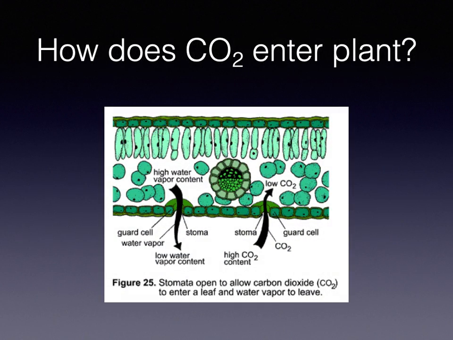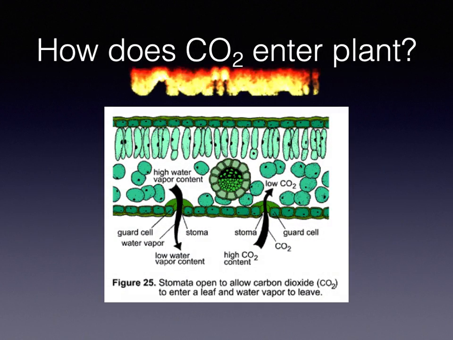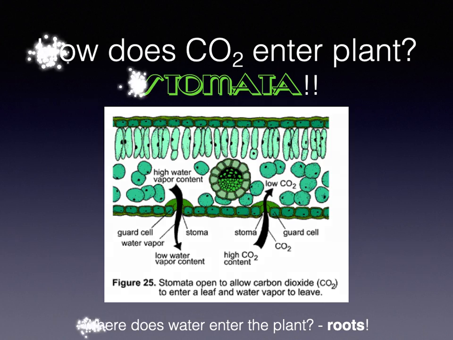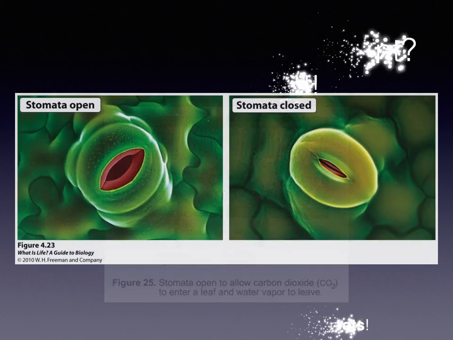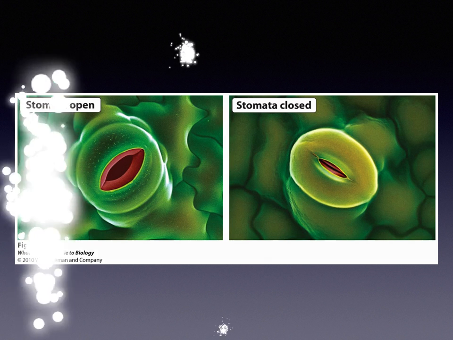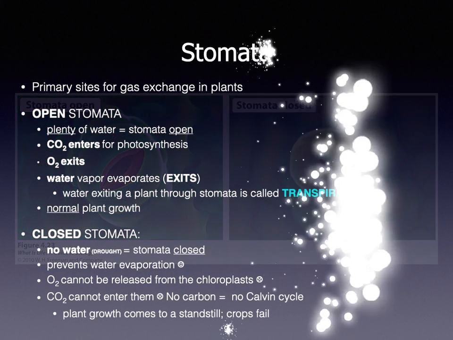How does CO2 enter the plant? Through the stomata. Stomata are on the leaf, and that begs the question, where does water enter the plant? Water only enters the plant through the roots. What are stomata? Stomata are little football-shaped cells that are pores, and they allow water to exit the plant, CO2 to enter, and they also allow oxygen to exit.